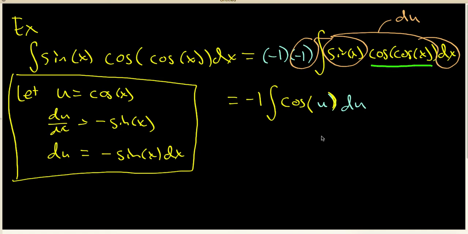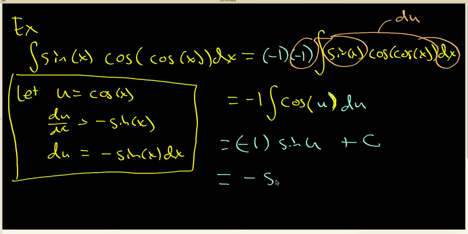I know what the antiderivative of cosine of u is. We're going to get that negative 1 times the sine of u plus a constant. And so our final answer is going to be minus the sine of u, which is cosine of x, plus any constant that I want to add. Well, let's do another example.